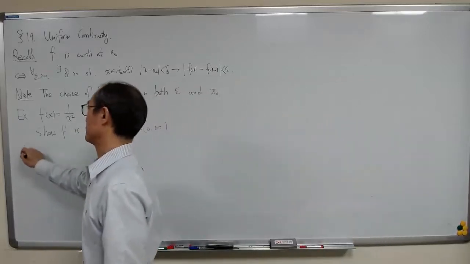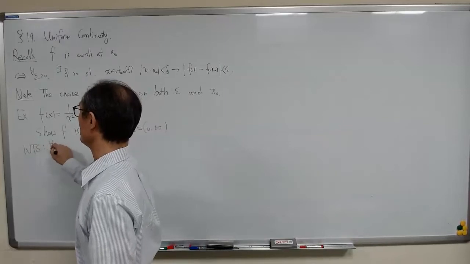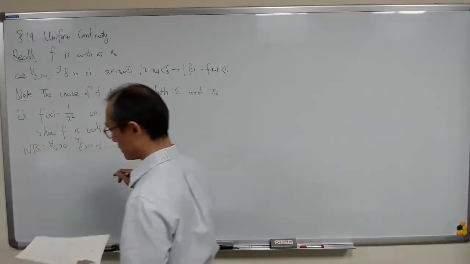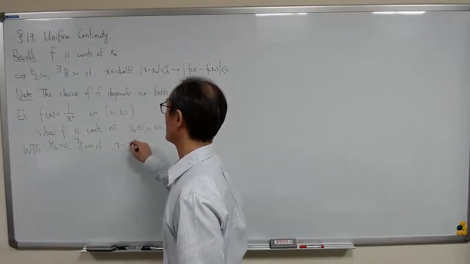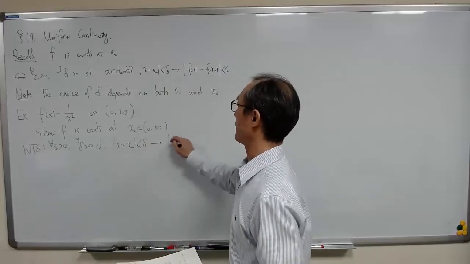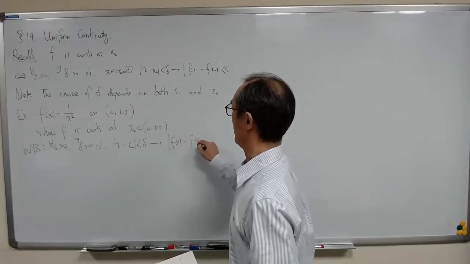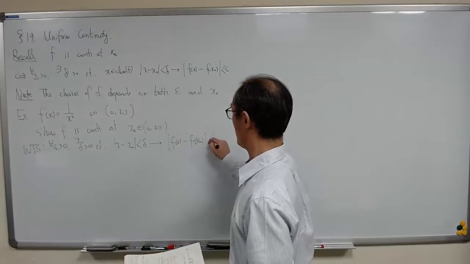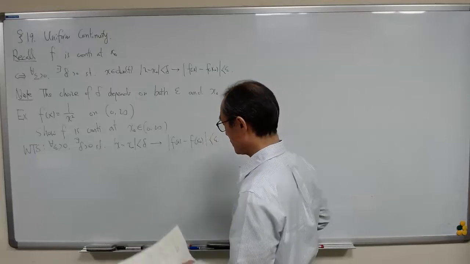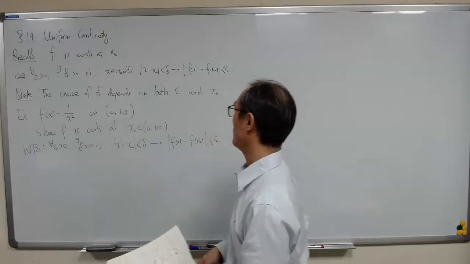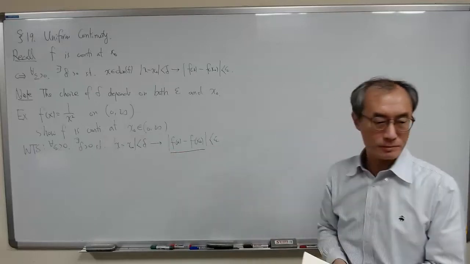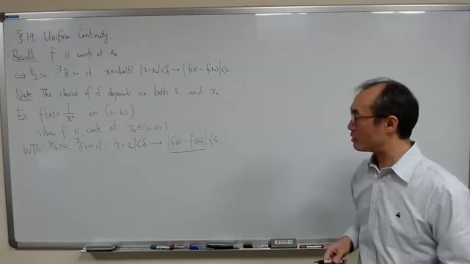So what you want to show is, for any epsilon, there exists a corresponding delta such that if the distance between x and x naught is smaller than delta, it implies the difference between f of x and f of x naught is estimated by epsilon. So for the given function 1 over x squared, we need to consider this quantity.